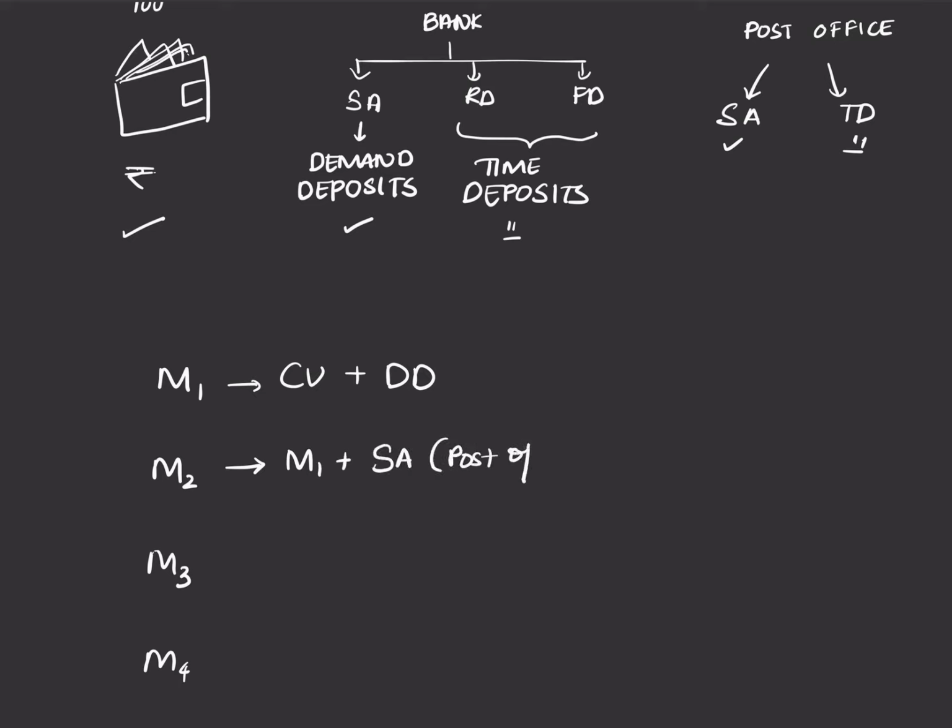Now this is also quite liquid, because it's a savings account, and when you go to the post office, they have to give you that money whenever you need it. Third one is currency or the money in your wallet plus the demand deposits plus time deposit with banks. Now, to make it a little simpler, this is M1 plus time deposits of banks.